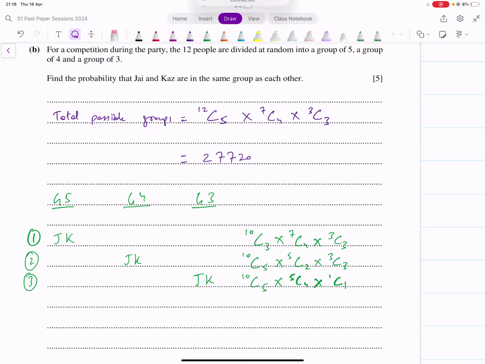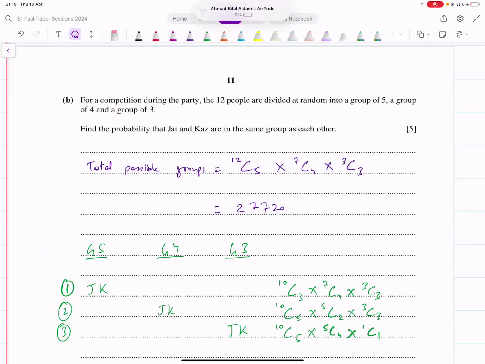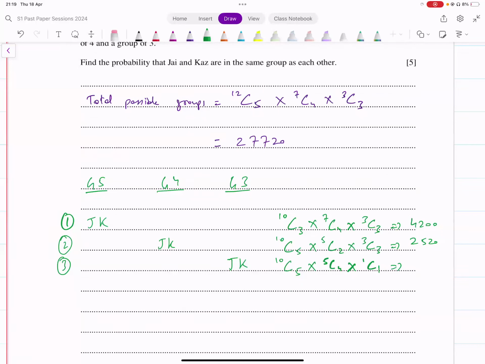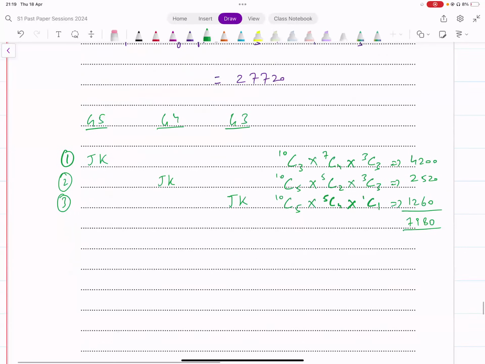Total for all is 80. And you're saying individually there are 4,200, 2520. Please do this calculation separately first. That will save you from careless errors. And then add them up together at the end. 7980. And now you can find the probability.